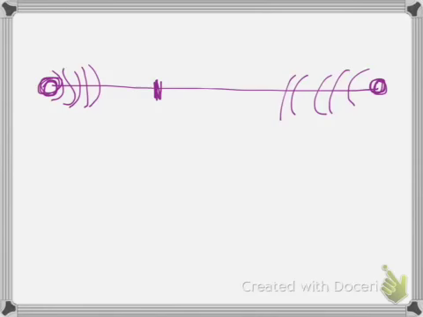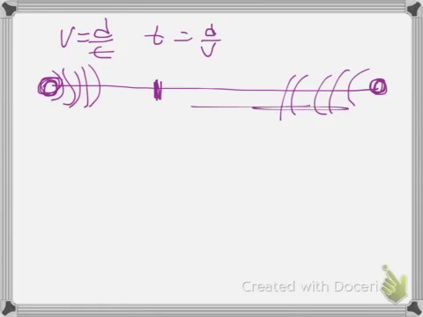So if velocity is equal to distance over time, then the time it takes for that wave to get there would be distance over velocity, and the same would be true for this side over here. So both of these you could define their time to get there by a distance over velocity. Now remember, they're the same wave, so they have the same velocity.